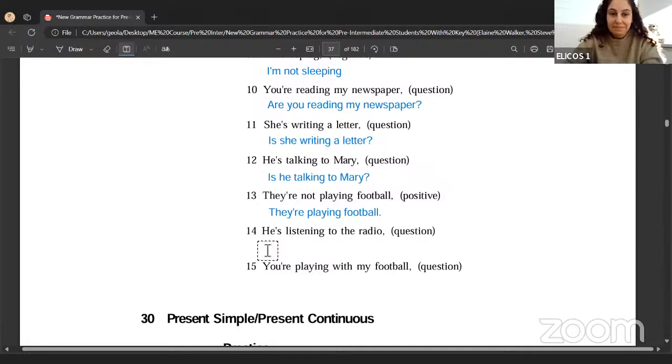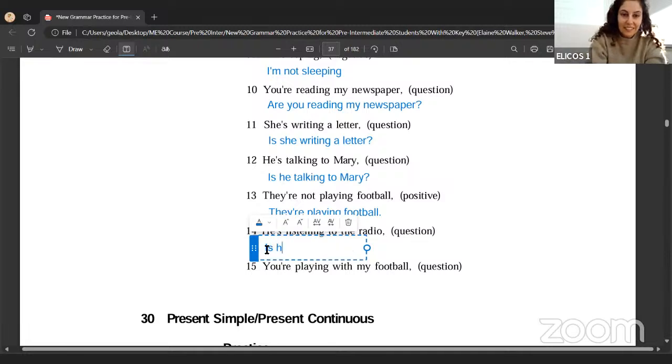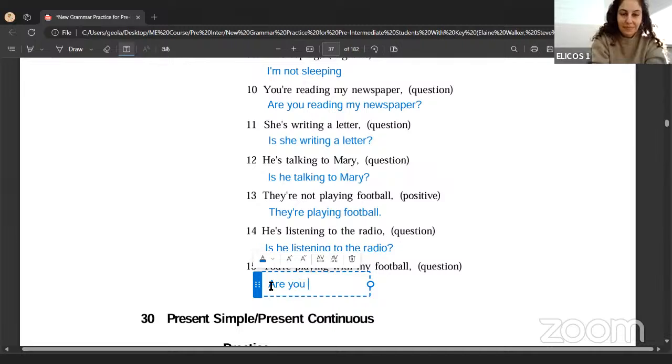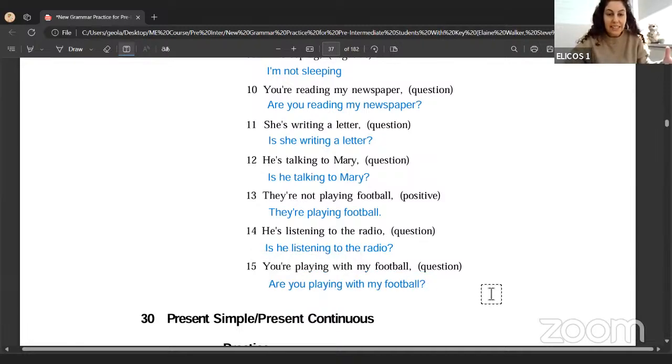Peter? Is he listening to the radio? Is he listening to the radio? Good. As a question. And the last one, Sarah, you're playing with my football. How do I make it a question? Are you playing with my football? Question. Okay, I know this was very easy.